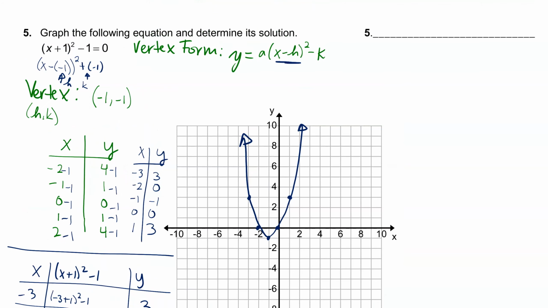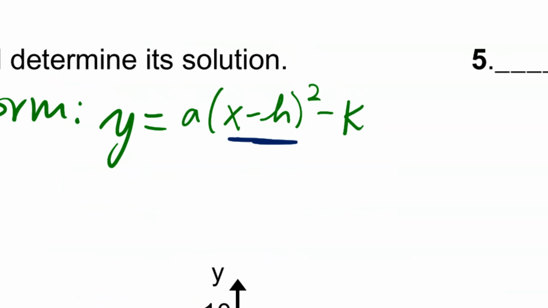Okay. So, graph the following equation. Done. We graphed it, but we have to determine its solution. What the heck is the solution? -1, -1. What do I mean when I say solution? The Vertex?